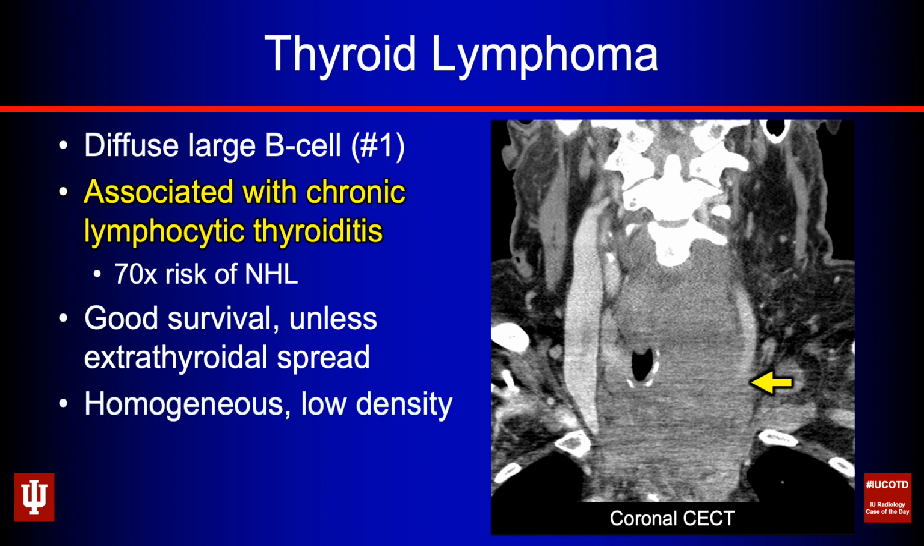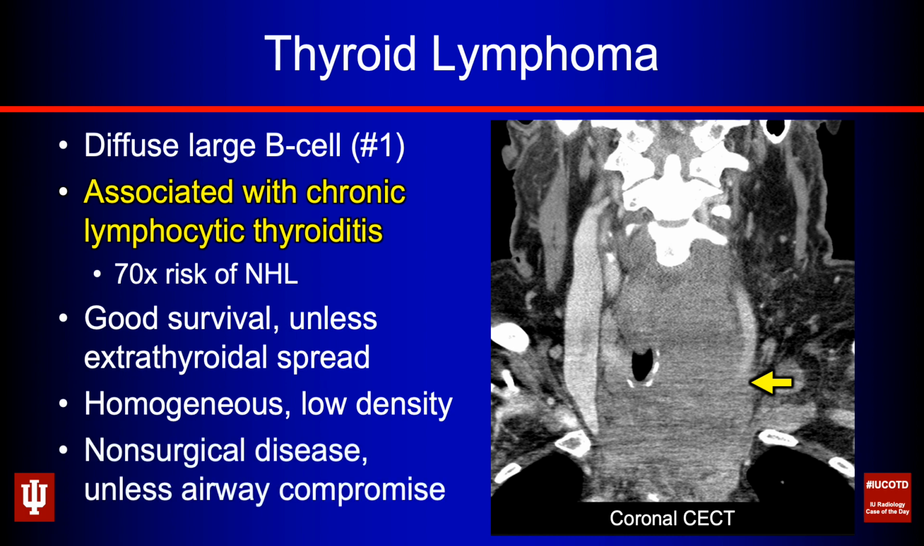What does it look like on imaging? Well, as this coronal CT shows, these tend to be fairly homogeneous, relatively low density, and importantly, this is a non-surgical disease unless there's airway compromise, in which case they will do thyroidectomies because of the fact that you can't compromise the airway long enough to let the chemotherapy do its effect. Protecting the airway is really critical.